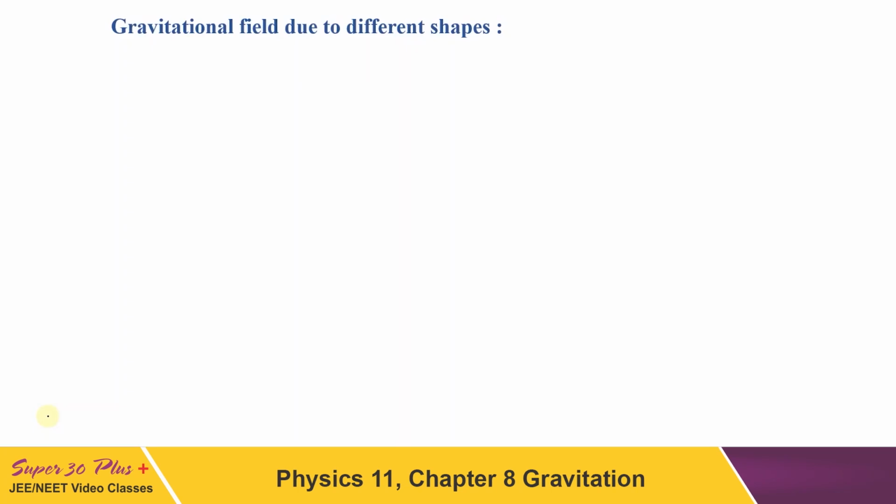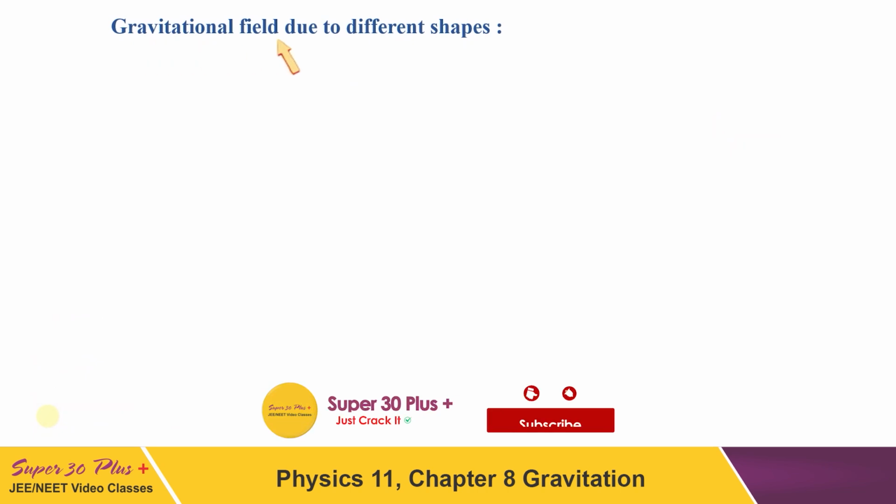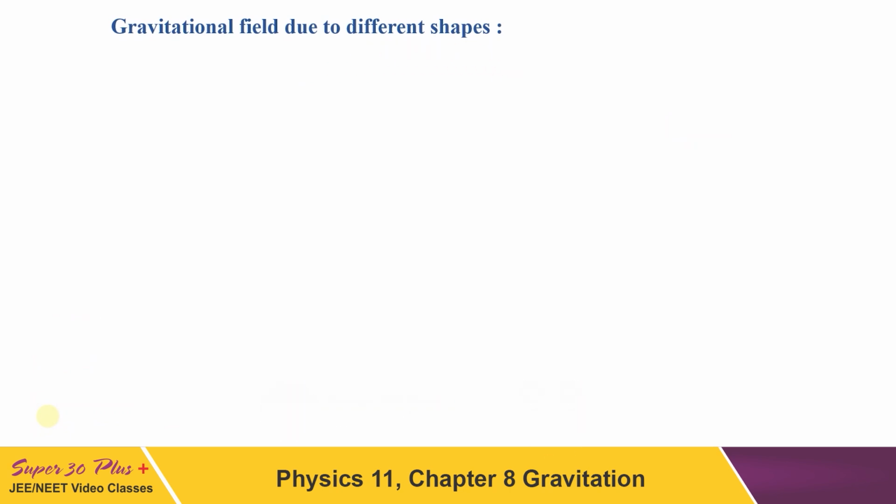Let's get started. In the last session, we had discussed variation in acceleration due to gravity in detail. Again, I am going to discuss gravitational field intensity, but this time it is not due to Earth, it is due to different kinds of shapes, because as we know, all bodies exert gravitational pull on other bodies. So what will be the field intensity due to different kinds of shapes?